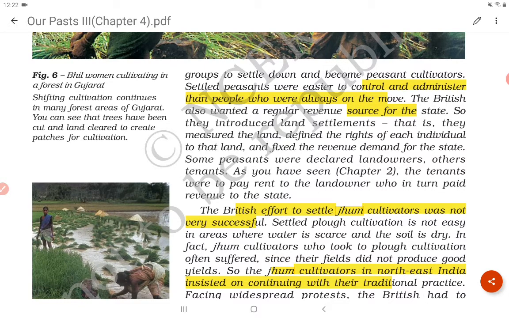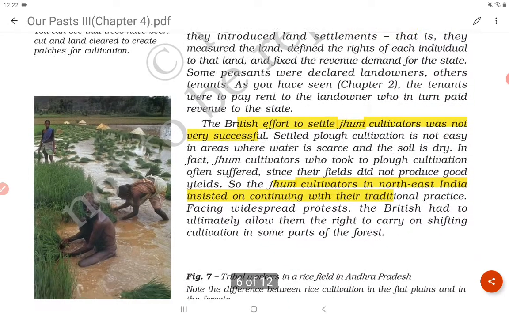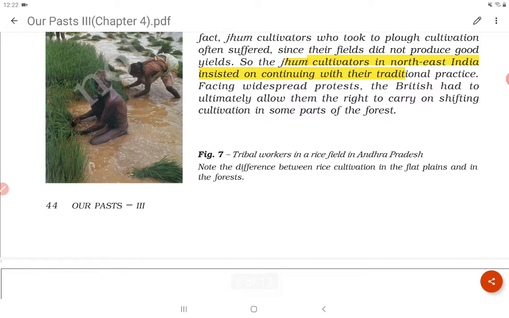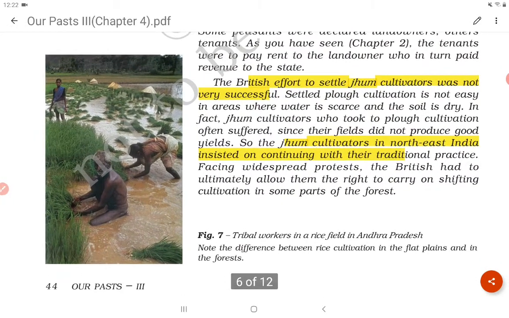So the Jhum cultivators in northeast India insisted on continuing with their traditional practices. Facing widespread protest, the British had to ultimately allow them the right to carry on shifting cultivation in some parts of the forest. So this figure number 7, it shows tribal workers in a rice field in Andhra Pradesh. Note the difference between rice cultivation in the flat plains and in the forest.